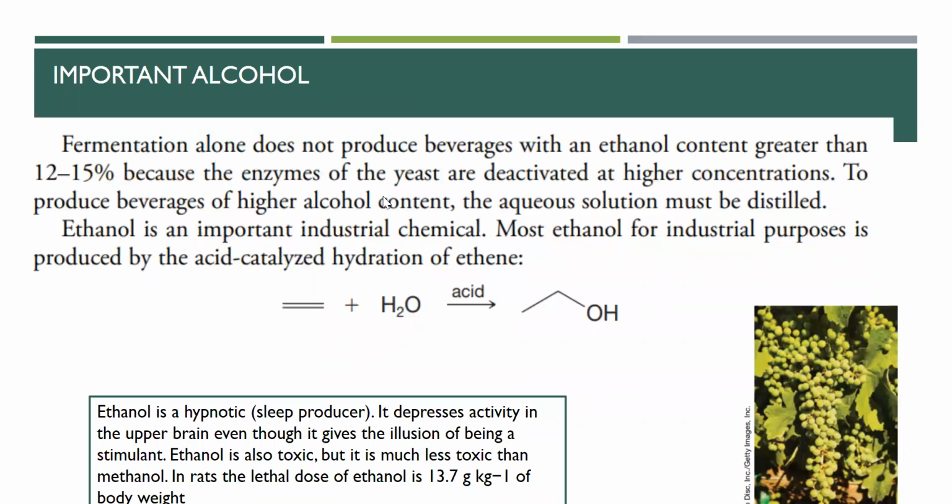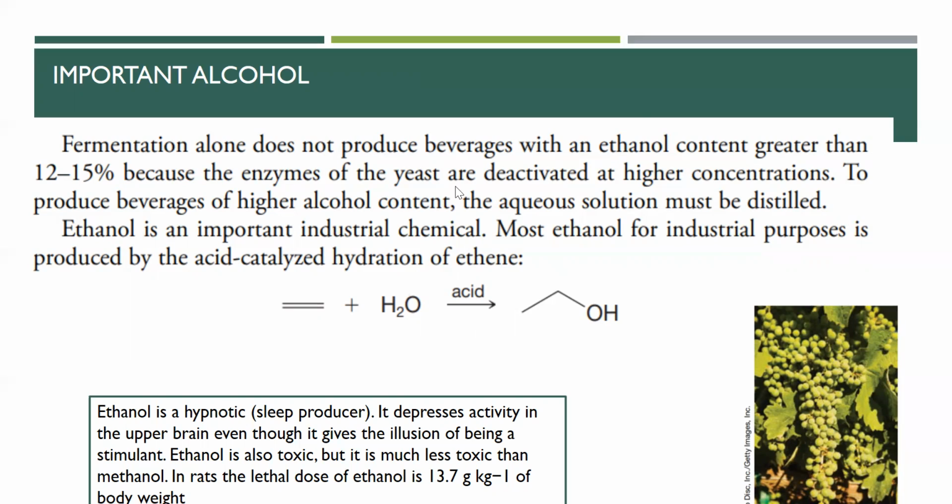So much for that. You can also prepare alcohol from ethene. And this is the industrial way of preparing alcohol. It is just an addition reaction of water and an acid. So most ethanol for industrial processes is produced by the acid catalyzation of ethene.